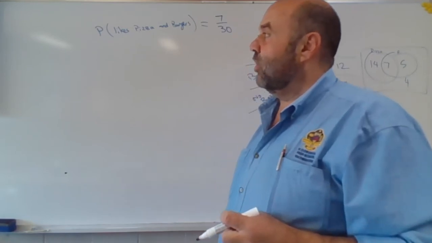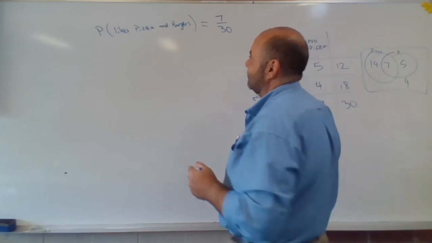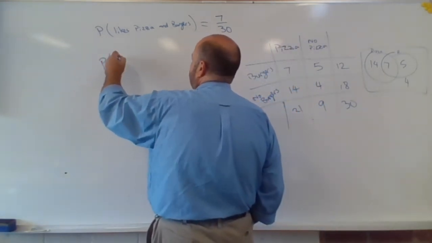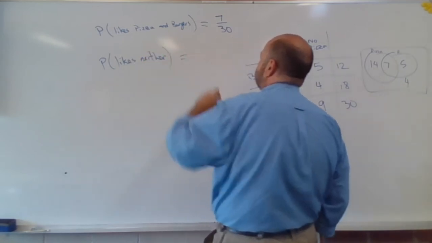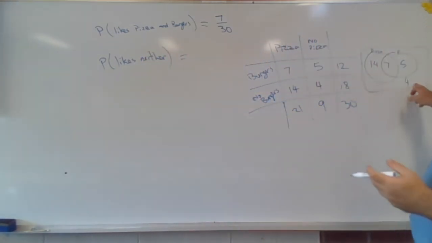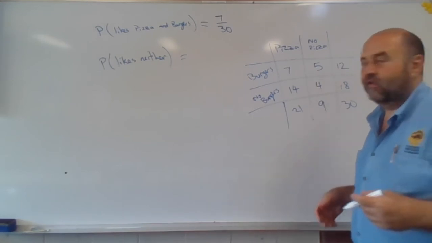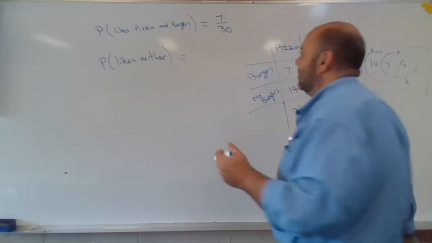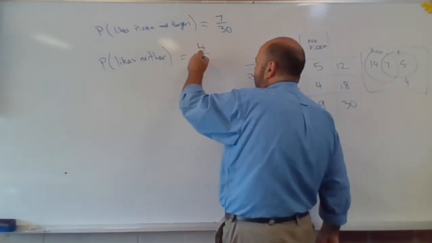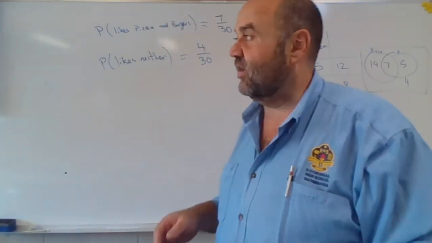Okay. What about if we want to know the probability that somebody liked neither? Well, liking neither, there's 4 out of a total of 30. Or over here, again, liking neither, 4 out of a total of 30. There's no particular advantage to either the two-way table or the Venn diagram for this question, but it's pretty easy to see how we get our answer when we look at either of those tables.